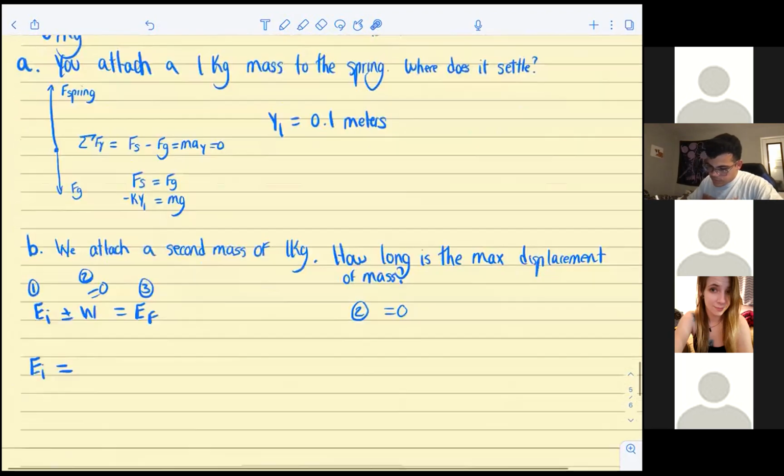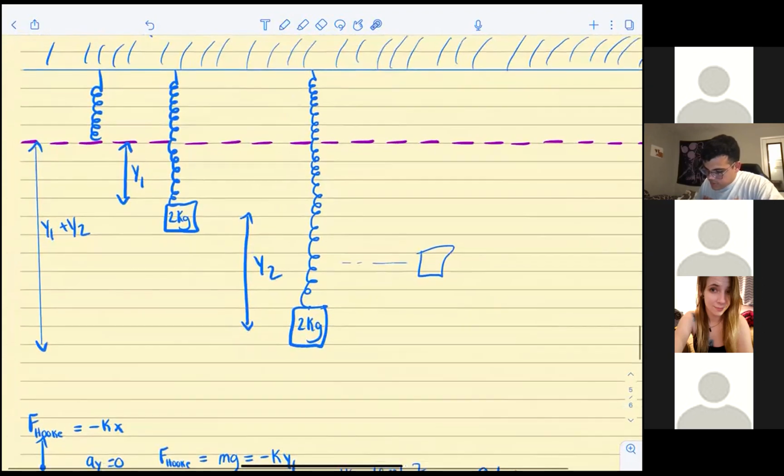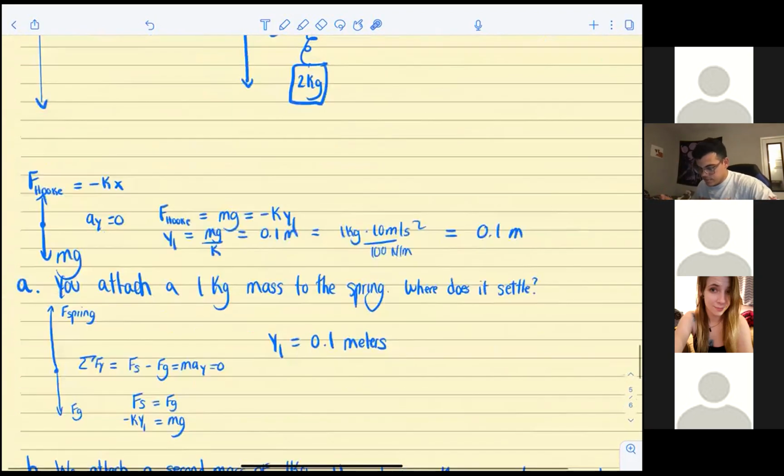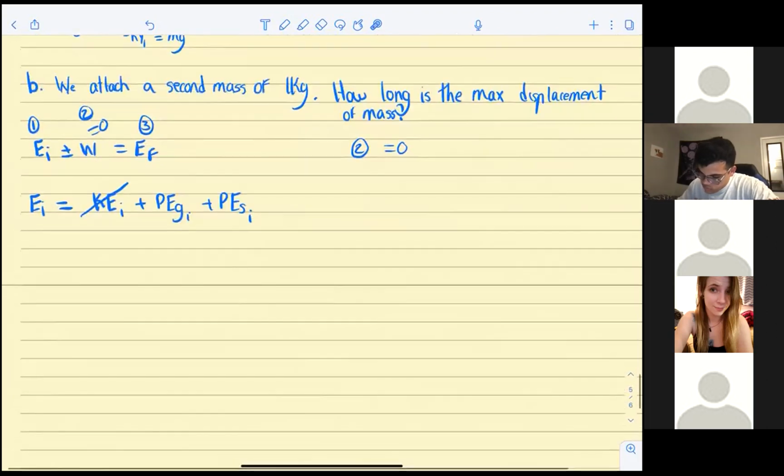So if we say the initial energy is the kinetic energy initial, plus the potential energy of gravity initial, plus the potential energy of spring initial, this is 0. Is there gravitational potential energy here? Yes, of course, because you're going to put a mass on it and it's going to go down. Gravity's acting on it, so there's gravitational potential energy. And that's going to be mgh, right? Where h is the distance from here to here, which we called y2. So that checks out.